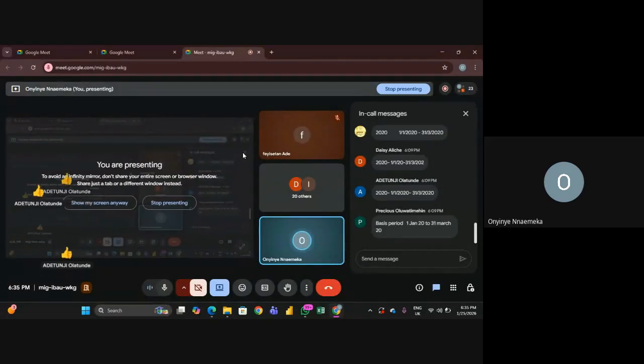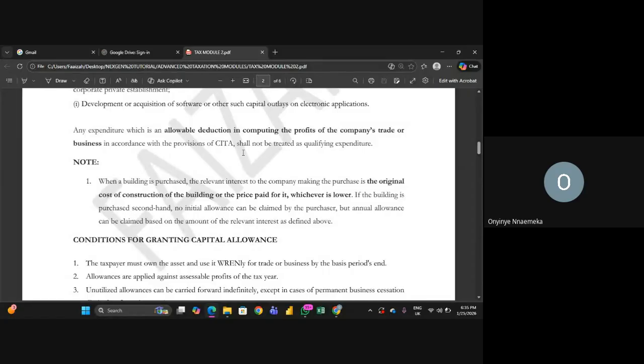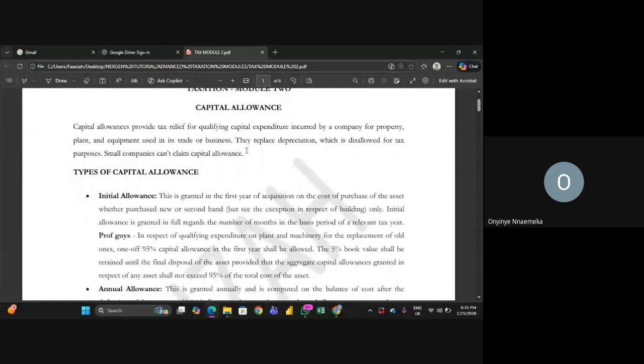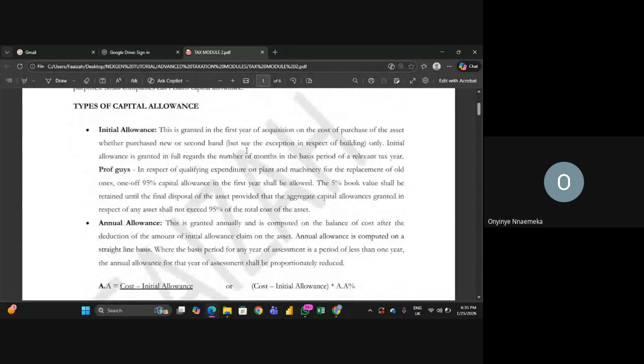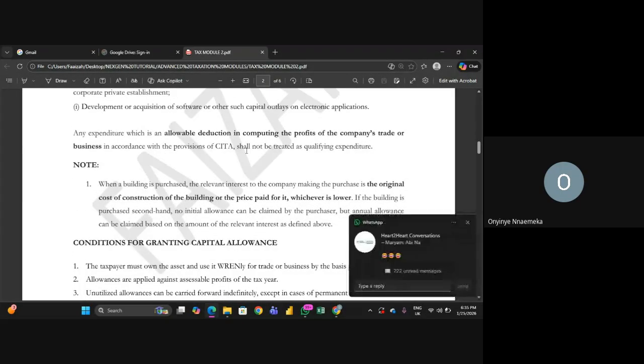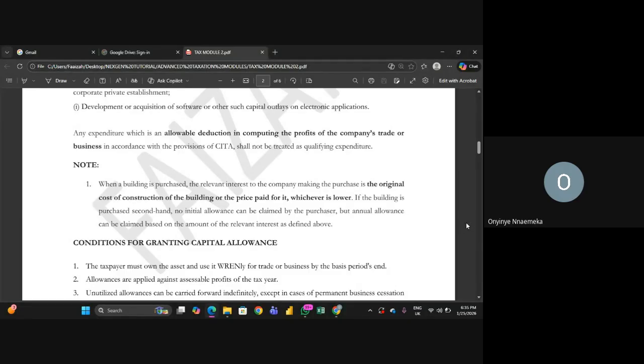All right, thank you, Adetunji. So, if the building is second hand, remember that when we were talking about initial allowance, it was put in brackets that the exception is building for second hand asset. No initial allowance for second hand building, because the original owner of the building will have collected initial allowance for that particular building. Do you get? So no initial allowance for second hand building.